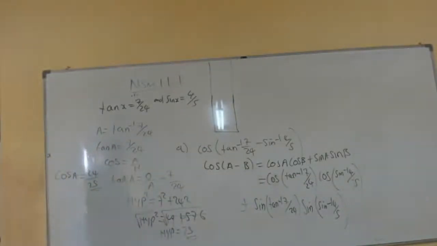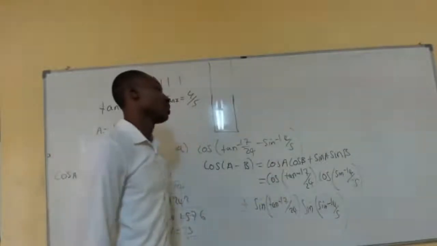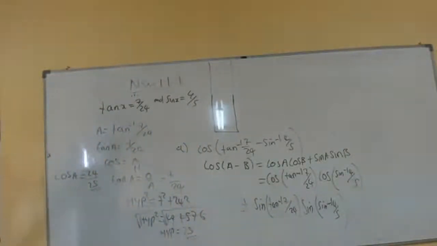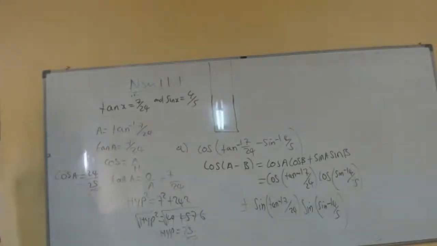Now, assuming that you equate these, you will notice that A is tan inverse of 7 over 24. So what is tan A? Tan A is 7 over 24. But that's not what we're looking for, right? We've been asked to find what cos of A minus B is.